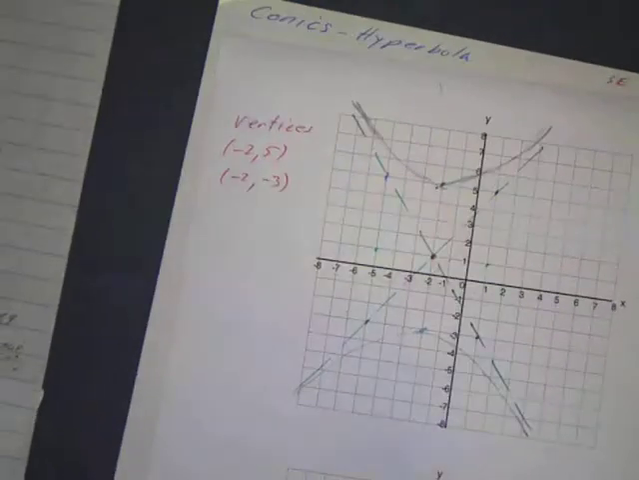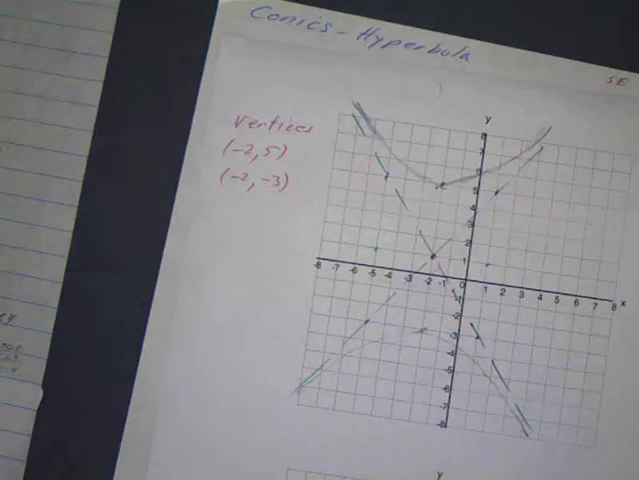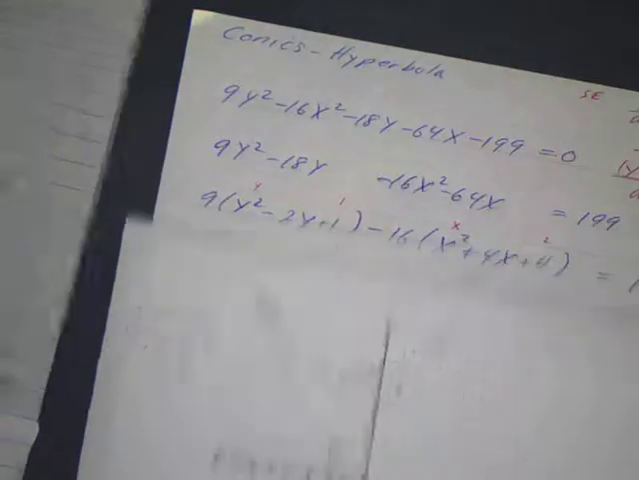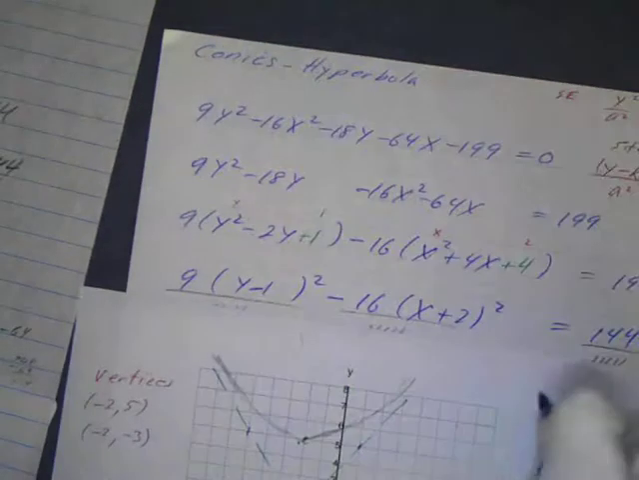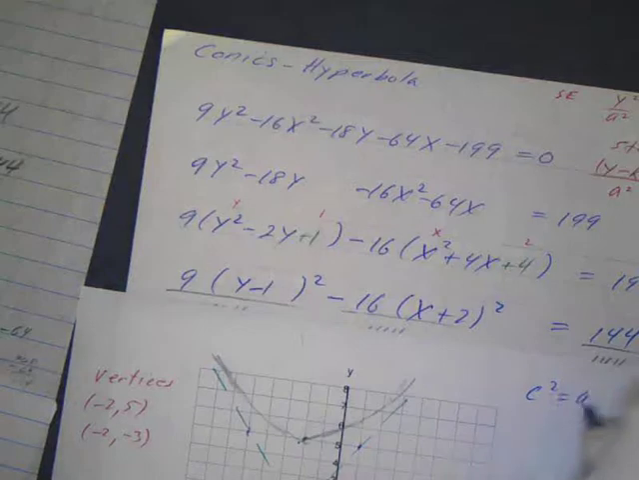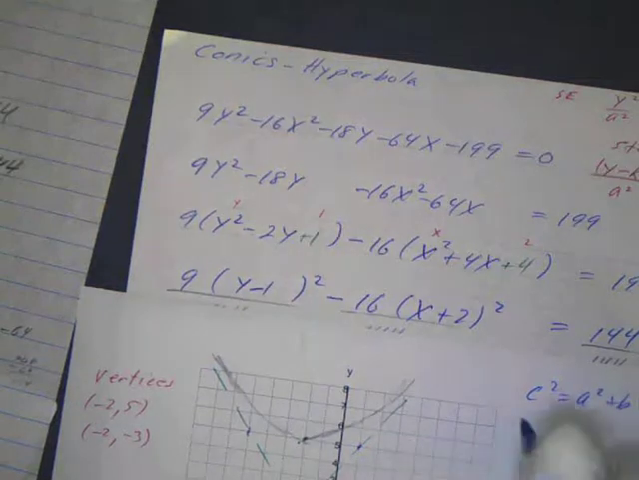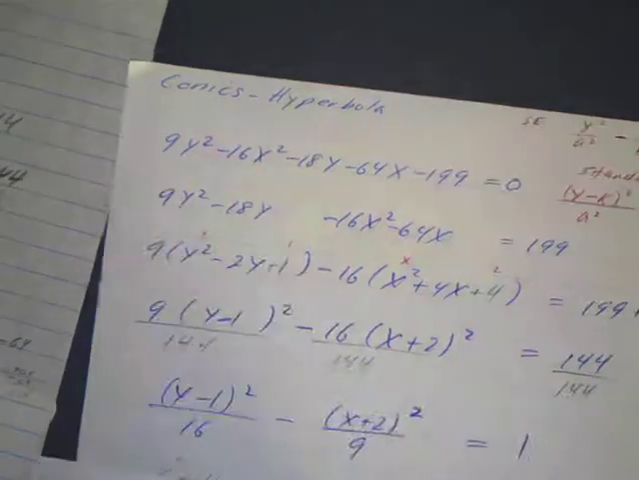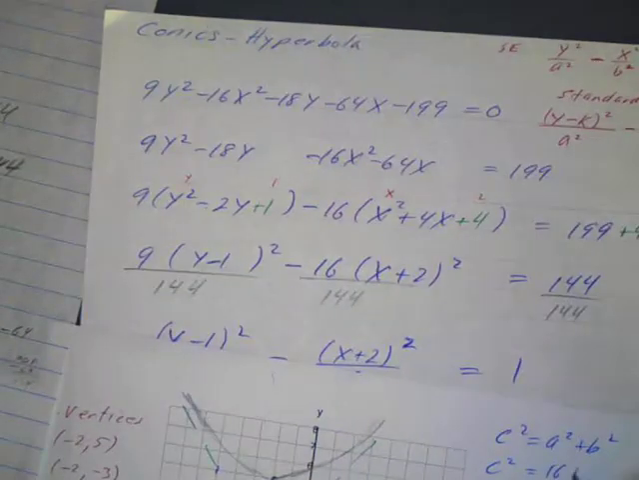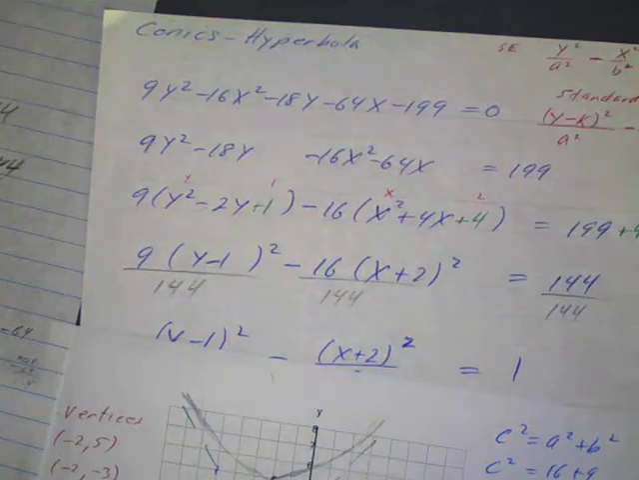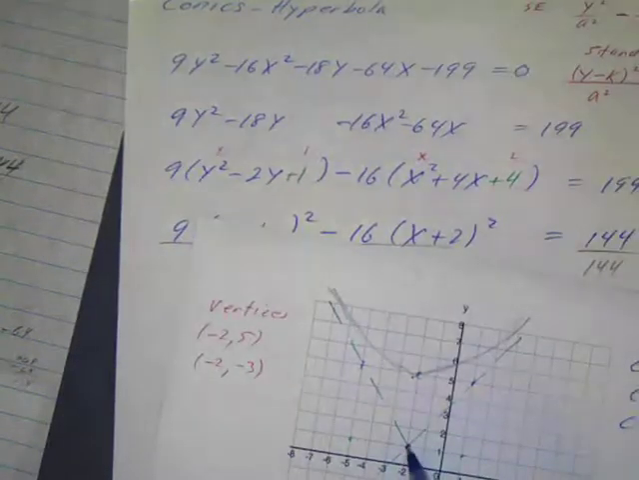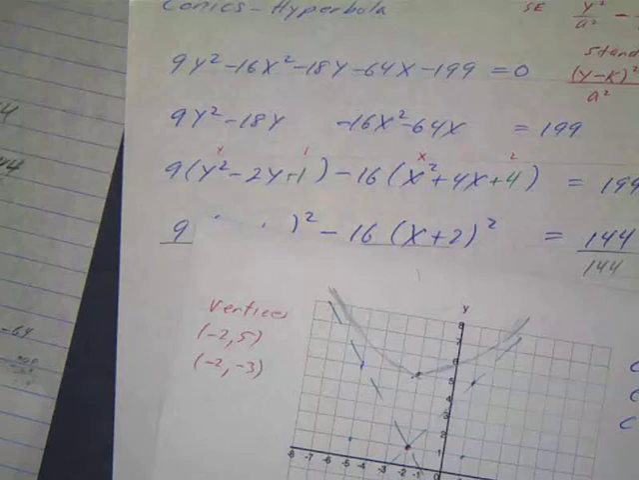Now if we want the foci, we can find the foci by using that good old formula, c squared equals a squared plus b squared. So you have to remember that. So a squared is 16 and b squared is 9, so that's just going to be 16 plus 9, so c squared equals 25. So c equals the square root of 25, which is just 5. So that's the distance from the center point that my foci will be.